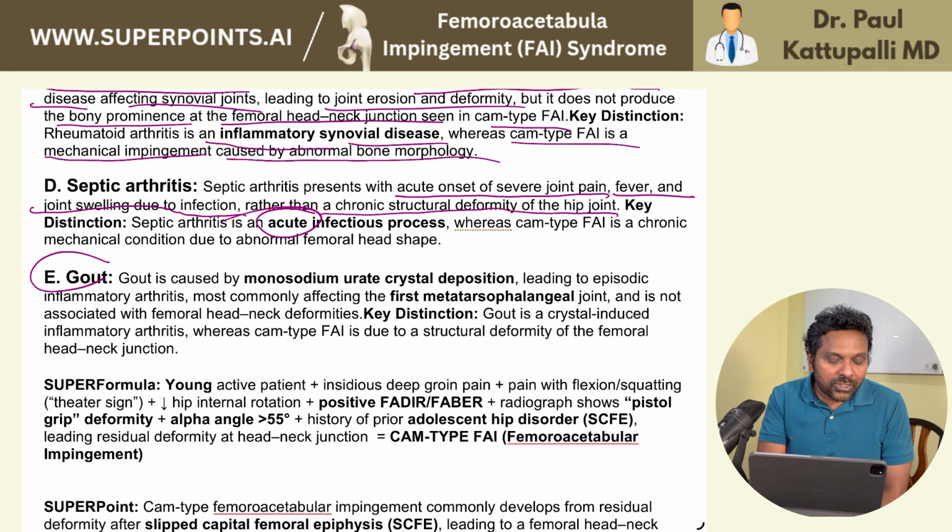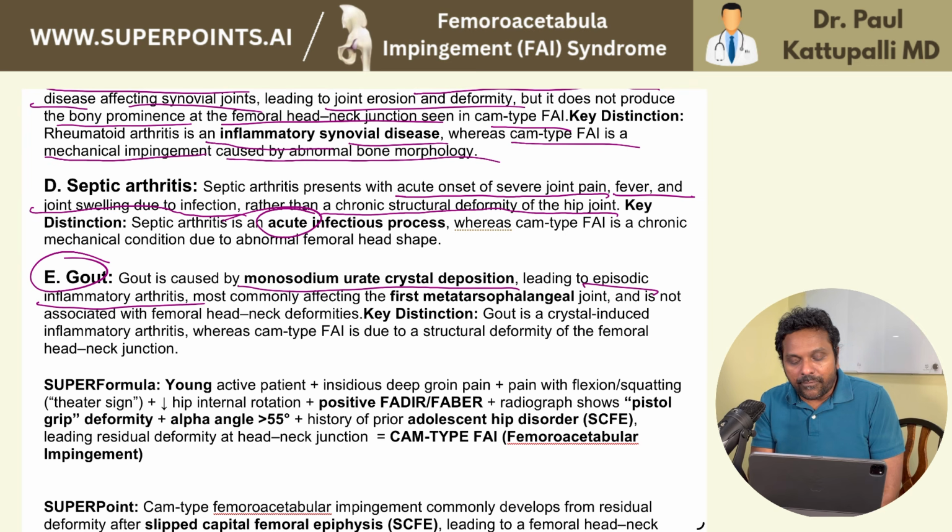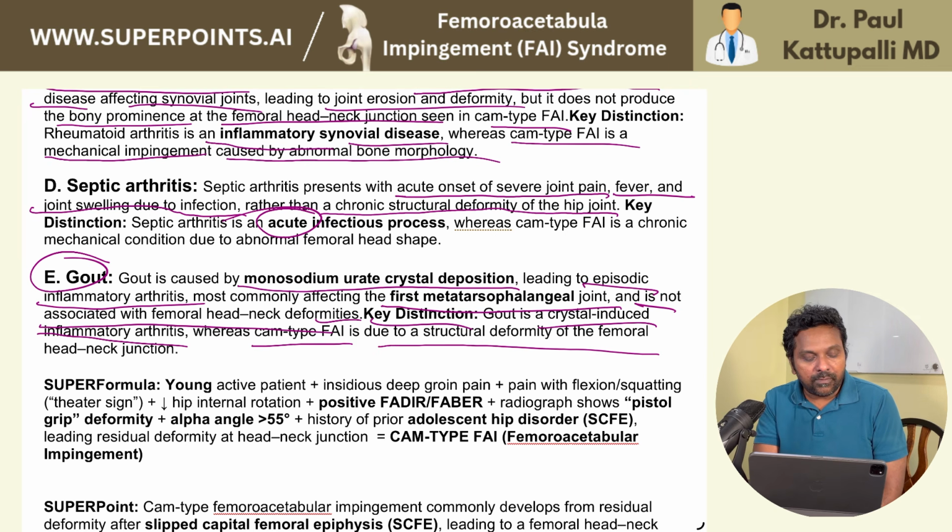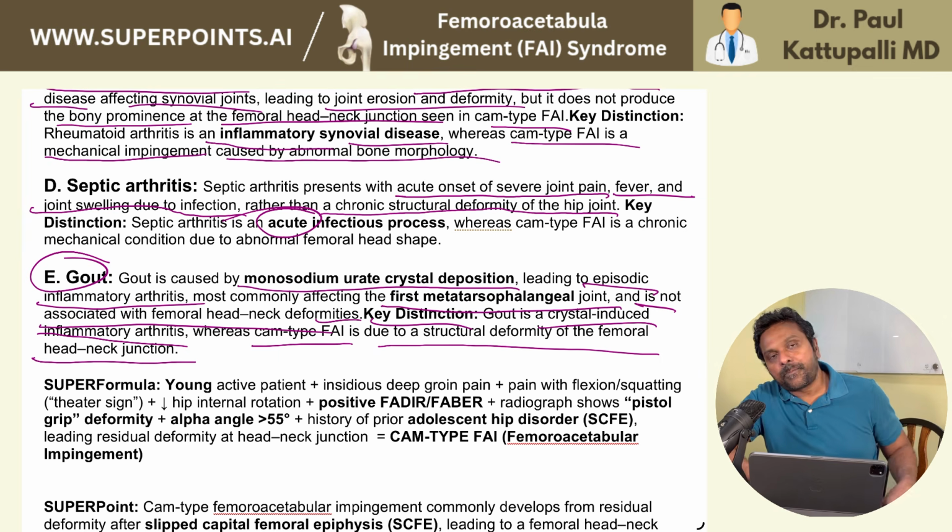Why not gout? Gout is monosodium urate crystal deposition, leading to episodic inflammatory arthritis, most commonly affecting the first metatarsophalangeal joint and is not associated with femoral head neck deformity. The key distinction is gout is a crystal induced inflammatory arthritis, whereas CAM type FAI is due to structural deformity of the femoral head neck junction.